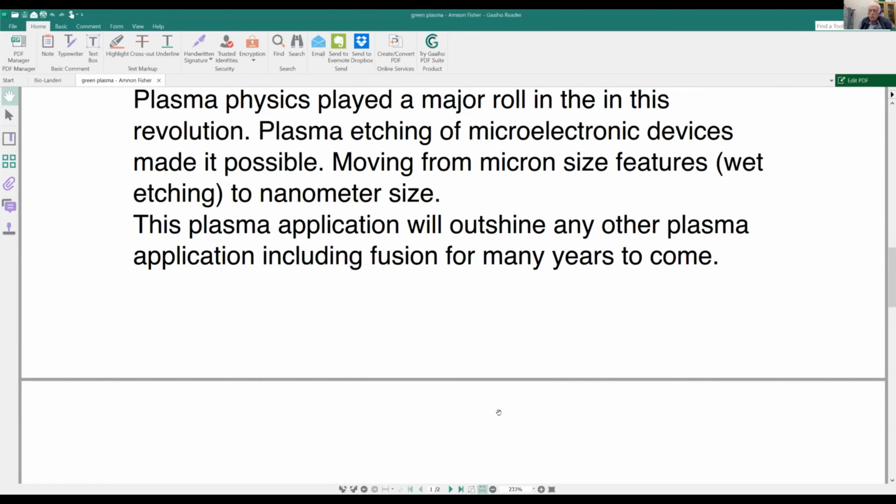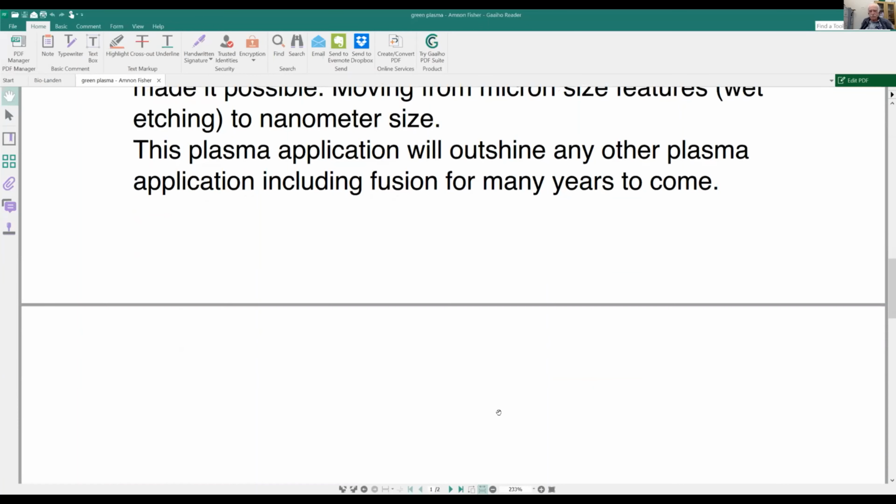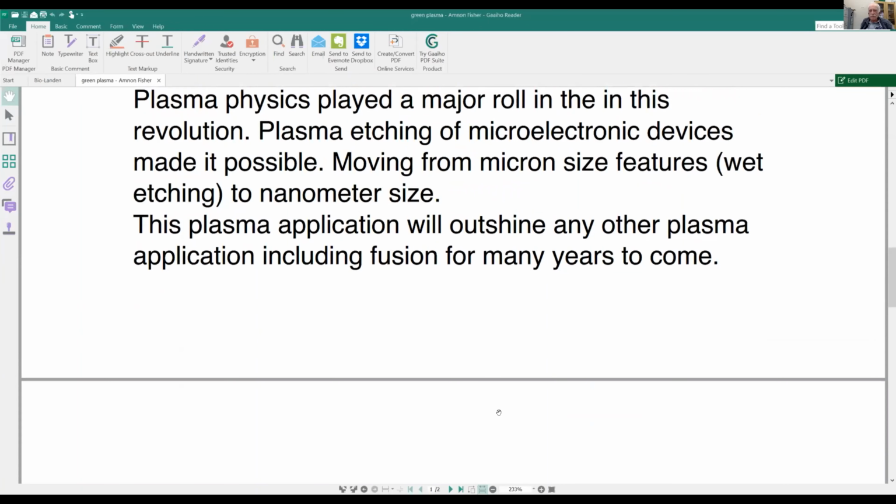I used to say that a factor of 2 in technology is like a factor of 2 in salary. So a factor of 6 in the exponent is a big, big number. So this plasma application, which is not in the limelight, will outshine, in my opinion, any other plasma application, including fusion, for many years to come.